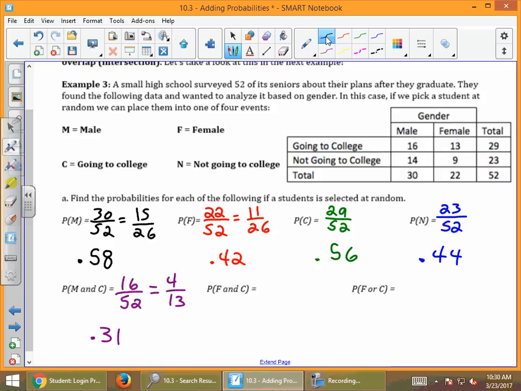Well, what about the other way? What about the females going to college? The more males go to college, the more females. Well, there's more males in this poll that I'm doing, so we'll see what the percentage is. So what is the probability that it's a female going to college? How many females are going to college? 13. Going to college, females, 13. So I have 13 out of still 52. What's 13 out of 52 reduced down to? 1/4.